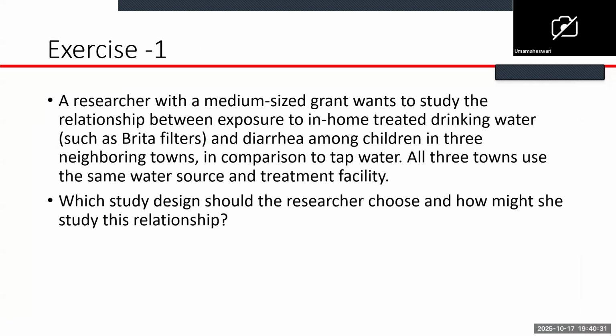A researcher with a medium-sized grant, so money is very limited, wants to study the relationship between exposure to in-home treated drinking water and diarrhea among children in 3 neighboring towns, in comparison to tap water. All 3 towns use the same water source and treatment facility. Which study design should the researcher choose, and how might she find the relationship? Somebody is using home treatment, somebody is not, but all of them get water from the same source. Which study design can you choose?